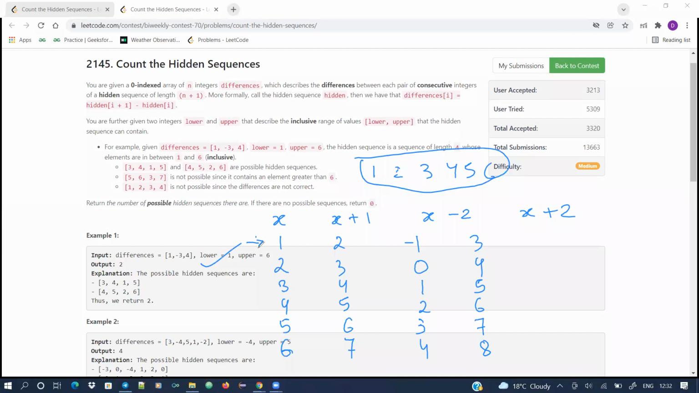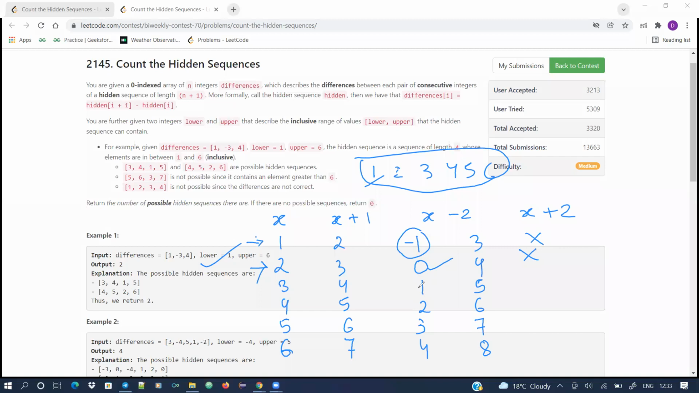Do the sequences fall in the range which is given to us? The lower value is minus 1, but our range is starting from 1. No, so therefore this cannot be the answer. Now again, for the second sequence which we have formed, the minimum value which we are getting here is 0 and our range is starting from 1. So this is also not possible.